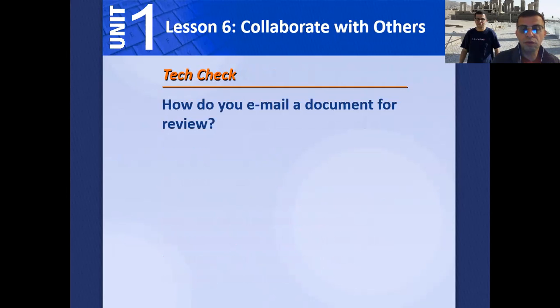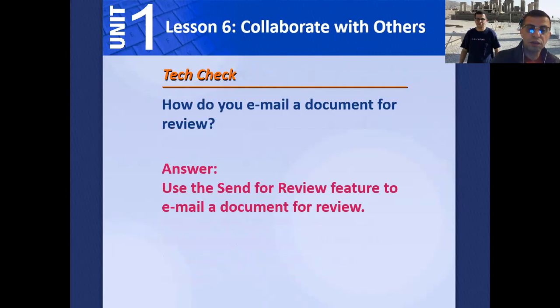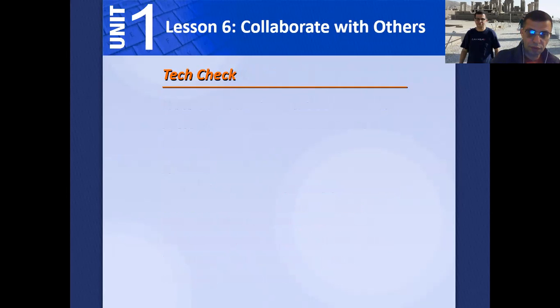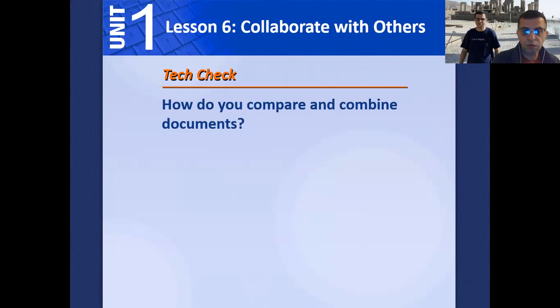How do you email a document for review? Use the send for review or quick review icons, or have them featured, to email a document for review. Now, how do you compare and combine a document?